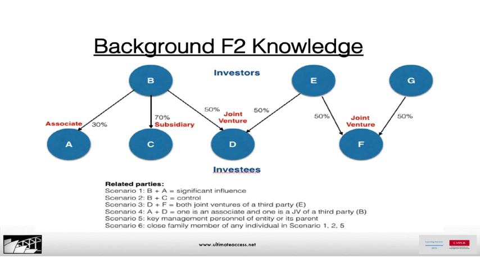We have another scenario, scenario 5, where key management personnel of entities are related. Scenario 6 would be somewhat similar to scenario 5, where a close family member of any individual that is in the scenario of 1, 2, and 5, so an associate, a subsidiary, or even key management personnel are involved in the transactions. This would mean that the entities involved are related parties.